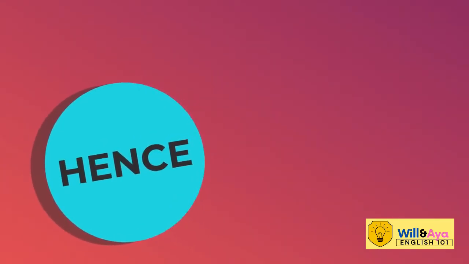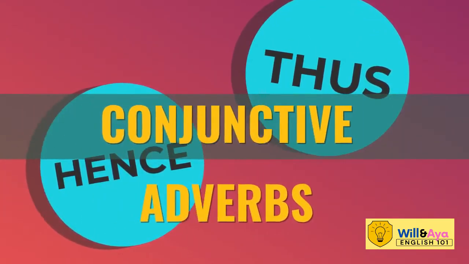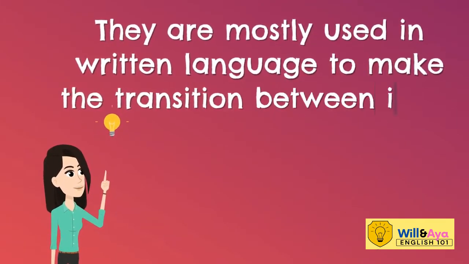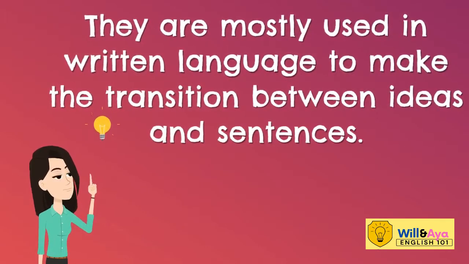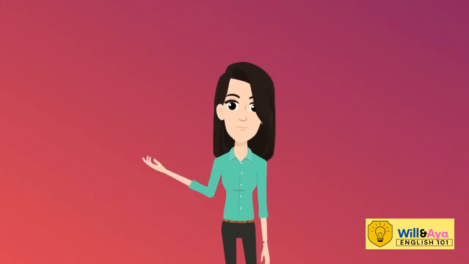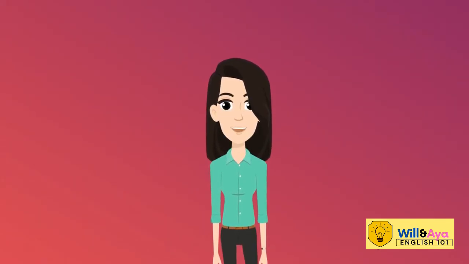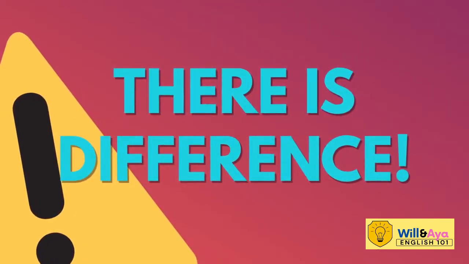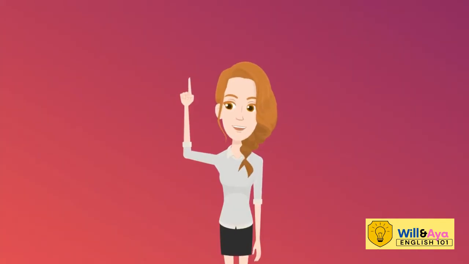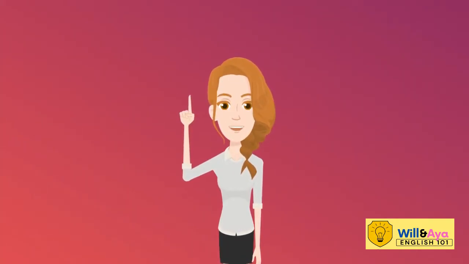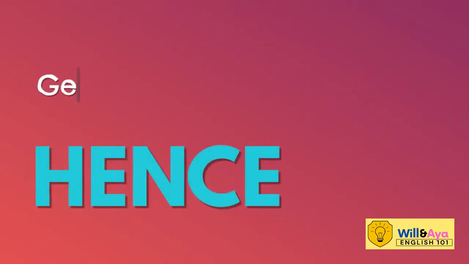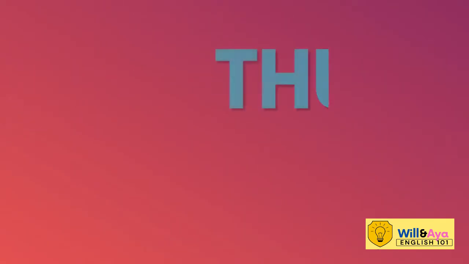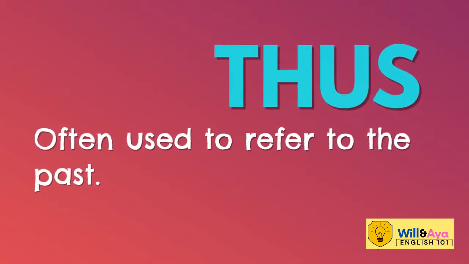Hence and thus are two conjunctive adverbs, and they're mostly used in written language to make the transition between ideas and sentences. Though these words are used interchangeably in most cases, there is a slight difference between hence and thus. The main difference between hence and thus is that hence is generally used to refer to the future, while thus is often used to refer to the past.